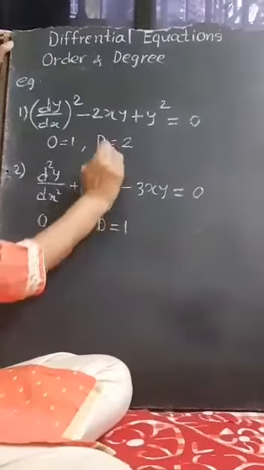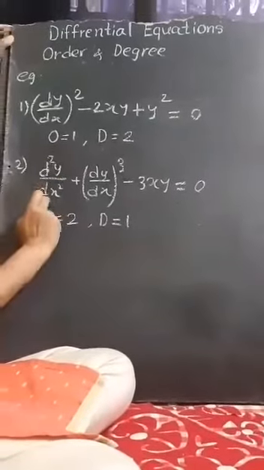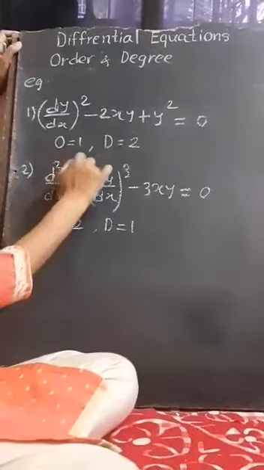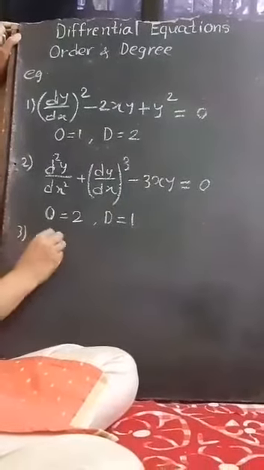This is dy by dx. This is d square y by dx square. So a second order derivative is present. That's why order is 2 and its power is 1. So degree is 1. Okay, I'll take one more example.